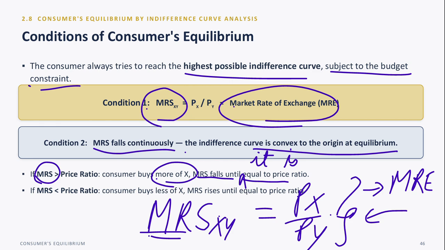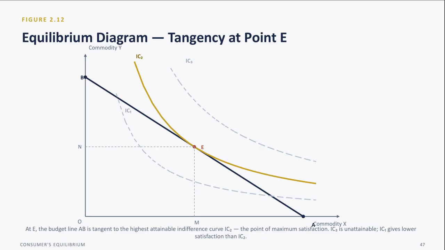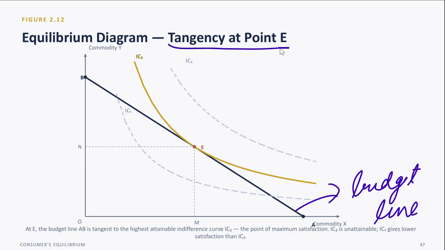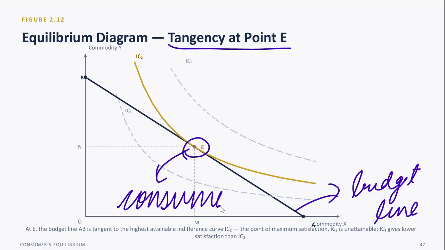We'll look at the example, right. Can you see the budget line here? So AB is the budget line here, and this is the indifference curve IC2. Can you see that tangency at point E? This is our consumer's equilibrium. That means that it is the highest attainable position with the limited income or the budget constraint that we have.